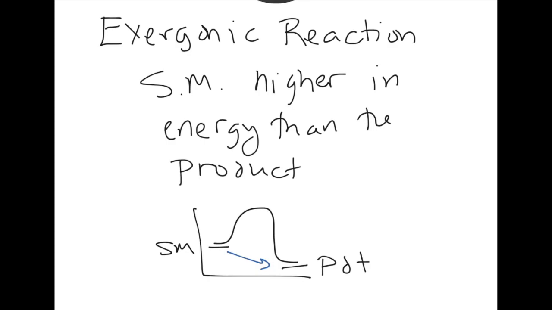So in an exergonic reaction, your starting material is higher in energy than your product. Your product is energetically downhill, right? You can think about it, if you had a ball and you let it go, it would follow the blue arrow down and it would have more energy at the bottom than it did at the top, roughly speaking, minor in physics, whatever.